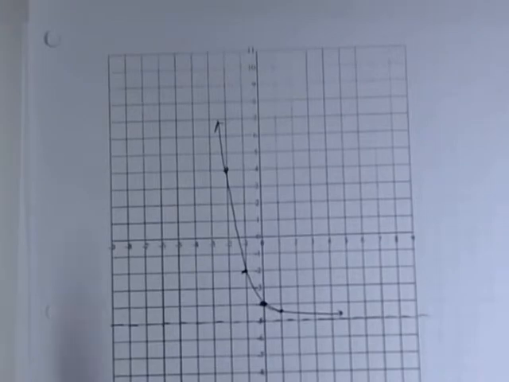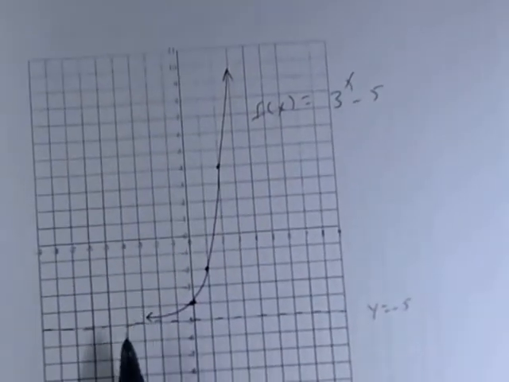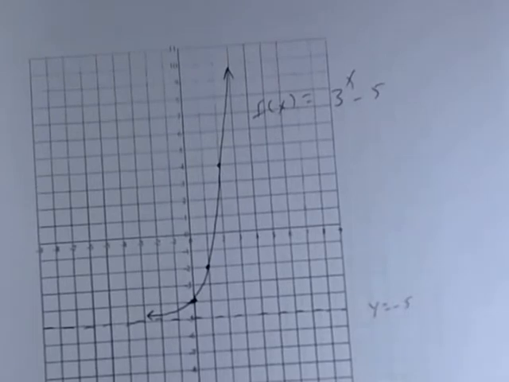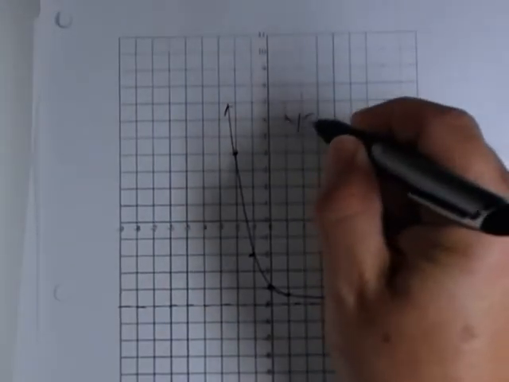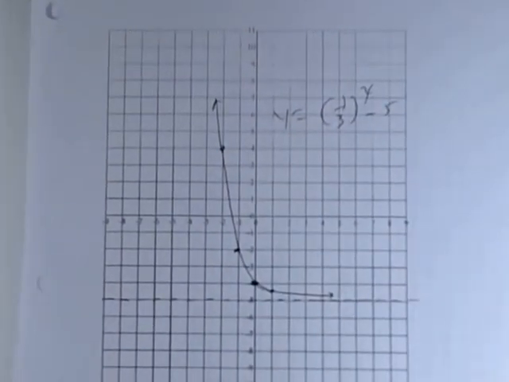So as you go from left to right, what's your function doing? Decreasing. And the previous one, when you go back to the previous one, as you went from left to right, this function is what kind of function? An increasing function. This one here is decreasing. So y equals 1/3 to the x minus 5 is decreasing.